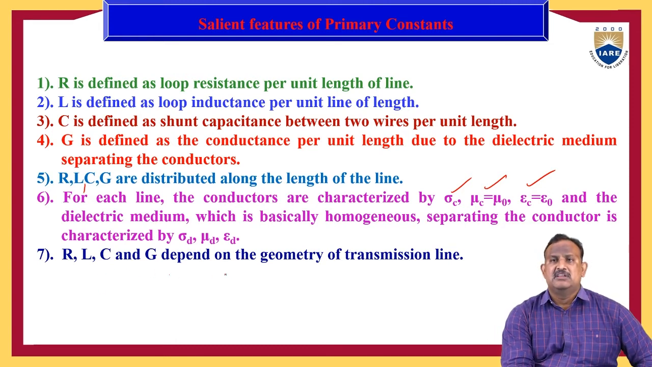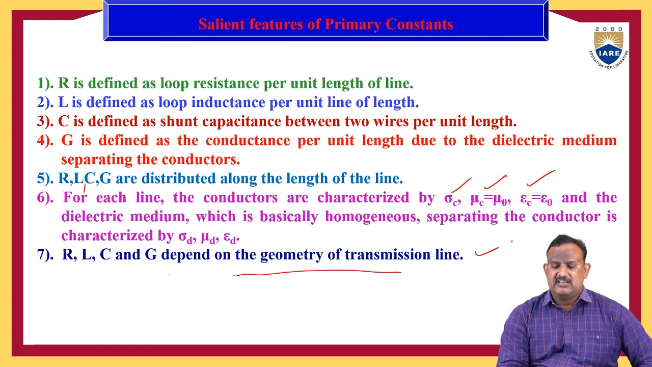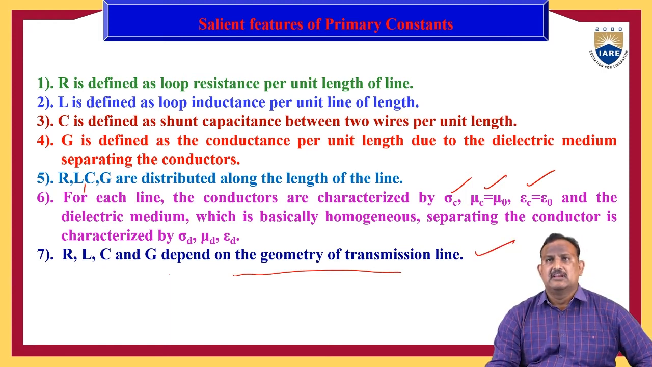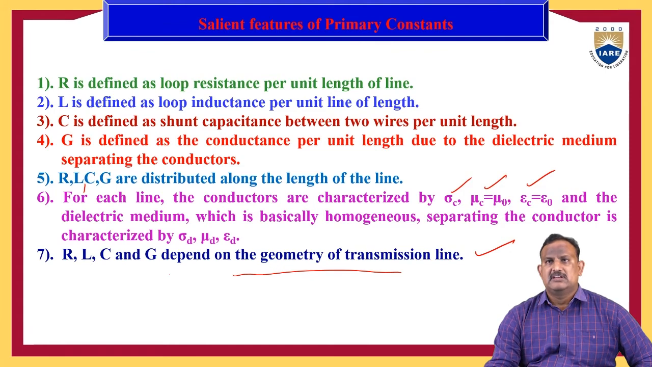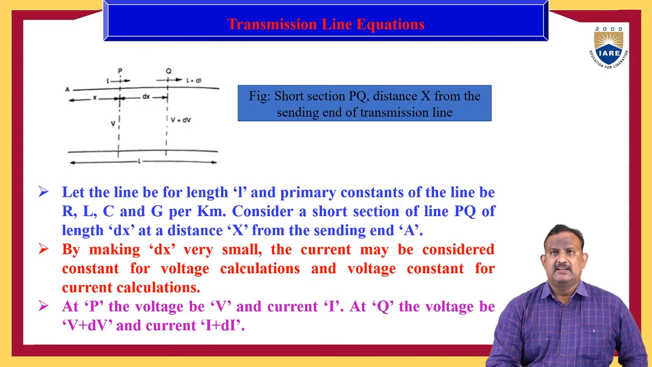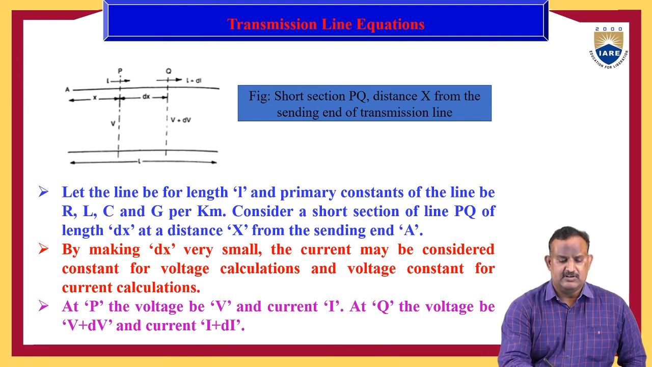The primary constants depend upon the geometry of the transmission line. So these will always depend upon the geometry of a transmission line. These are the different salient features of the primary constants. So this is the equivalent circuit of a transmission line.